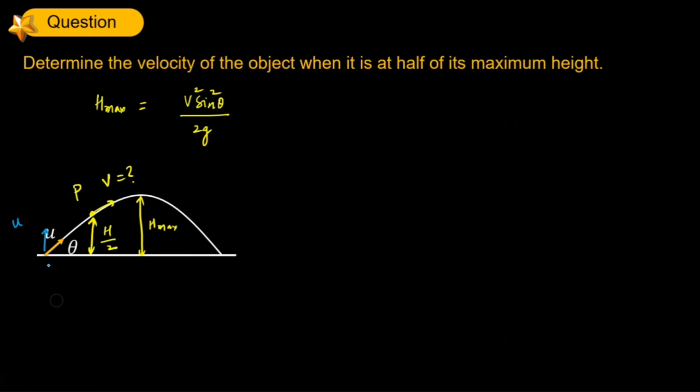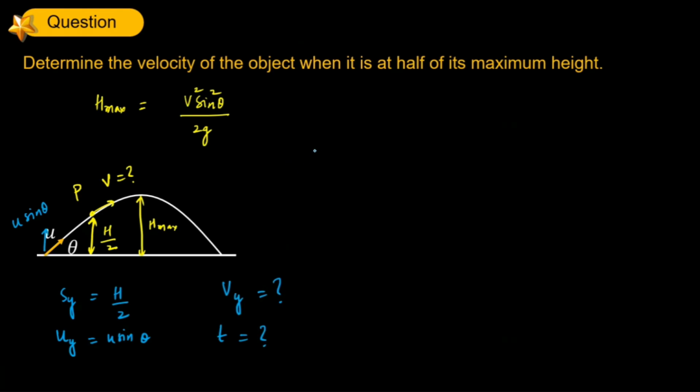We have given the displacement. The displacement in y-axis is going to be h by 2. Initial velocity in y-axis is going to be u sine theta. We have to find Vy, that is the final velocity in y-axis. Do we have time? No, we don't have time. We'll try to find out time first, then we'll move towards the other thing.